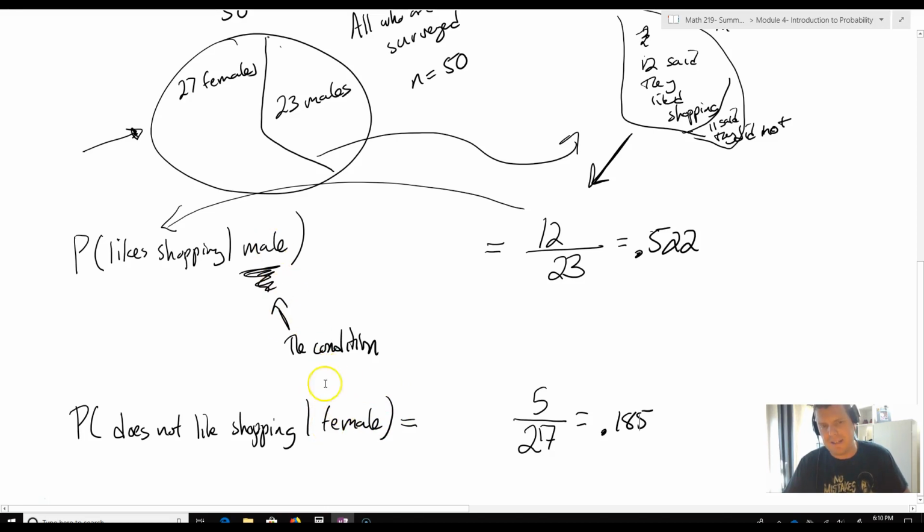So my sample spaces in these cases are two different groups. Okay? One is going to be the males in the study, and the other is going to be the females. And in this case, we're going to ask those who do not like shopping from the females. So these are also the do not like shopping. They're only females as well. So that completes our little discussion on conditional probability.